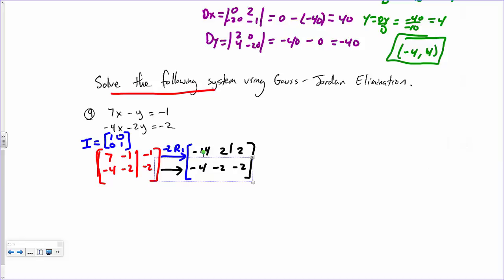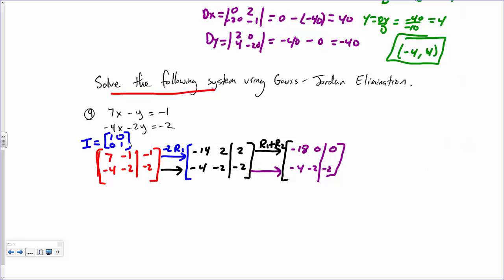What I'm now going to do is add row 1 and row 2 together and replace the first row. So when I do that, I know that negative 14 plus negative 4 is negative 18. 2 plus negative 2 is 0, and 2 plus negative 2 is also 0. I will keep the bottom row exactly the same. And what I noticed when I do this is that I wanted this negative 1 to be a 0, and lo and behold, it has become a 0.